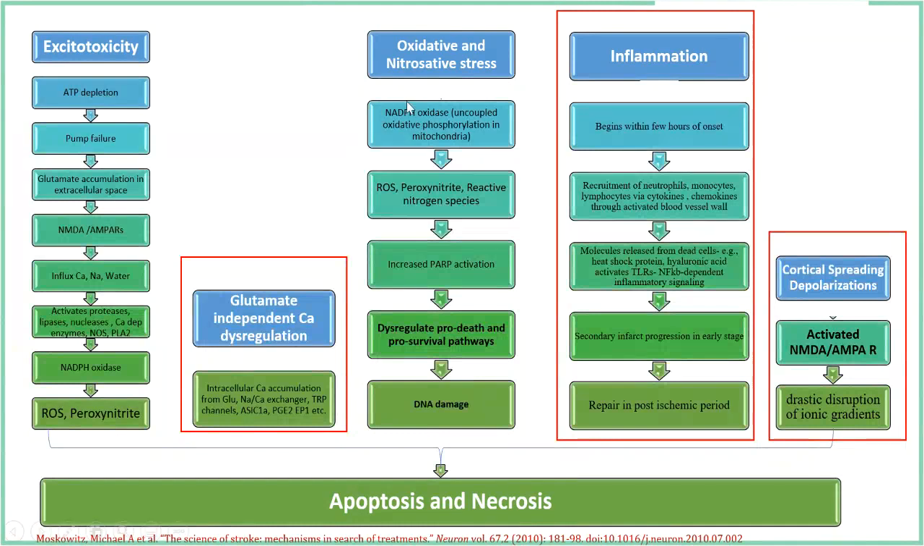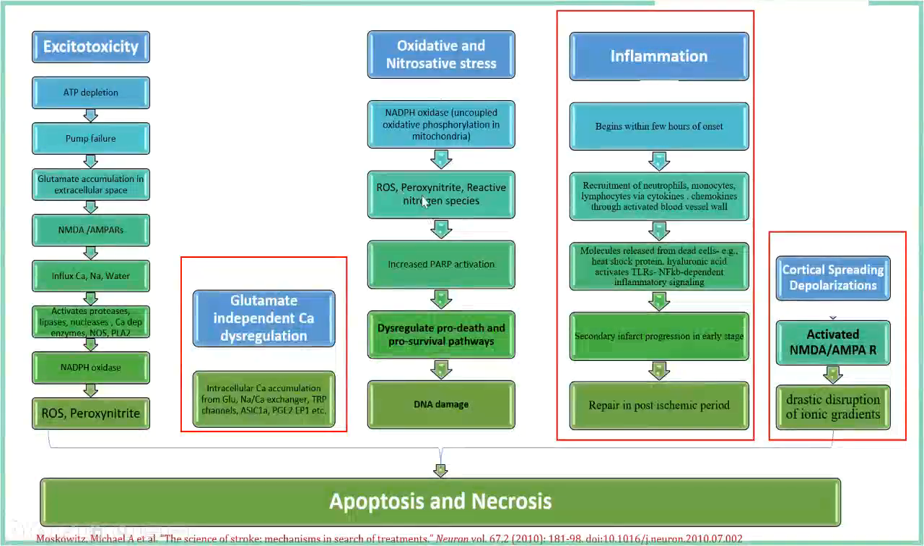Likewise, another mechanism of cellular death is oxidative and nitrosative stress. The major source of reactive oxygen species is NADPH oxidase. There will be uncoupling of oxidative phosphorylation in the mitochondria, leading towards the production of reactive oxygen species. The nitric oxide that has been abundantly produced after the activation of the AMPA receptors by glutamate combines with the reactive oxygen species, producing peroxynitrite, which is toxic towards the brain.